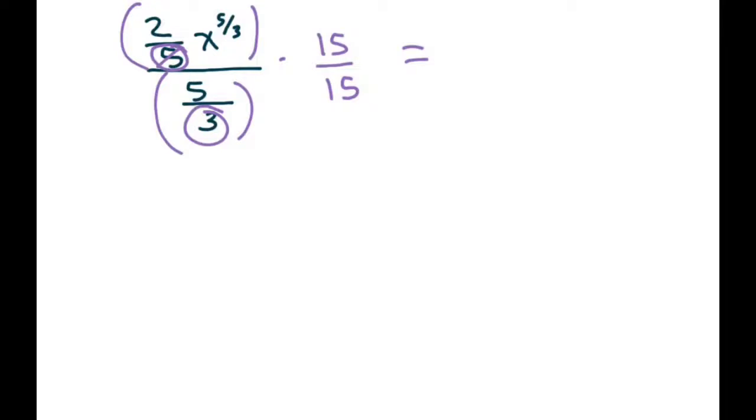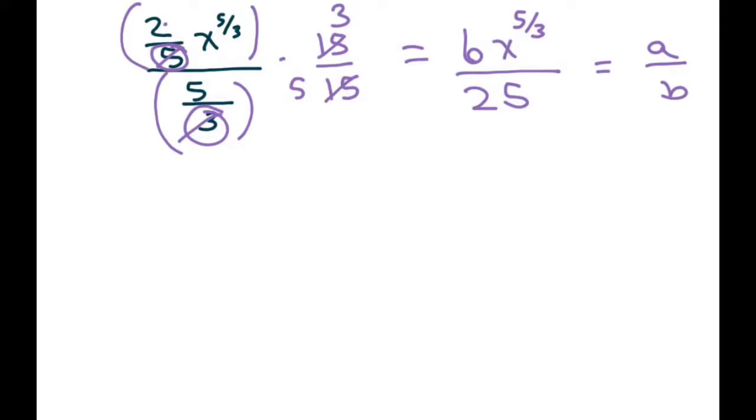So 5 goes into 15 3 times. 3 times 2 is 6. So you get 6x to the 5/3. And then 3 goes into 15 5 times. 5 times 5 is 25. So now we have the form of a over b. All right? And that's your final answer.